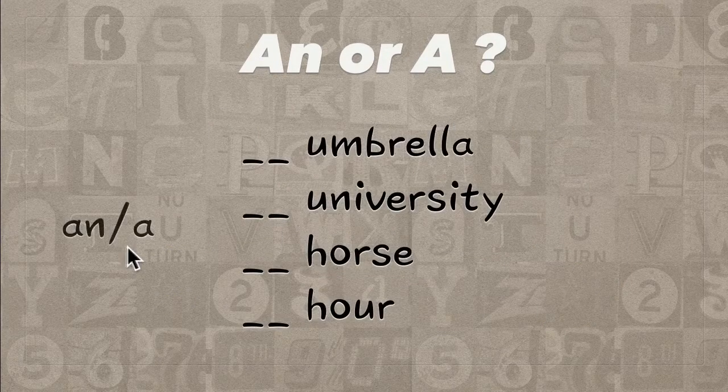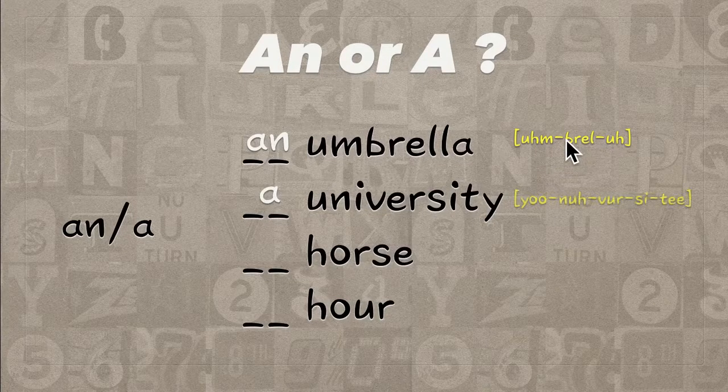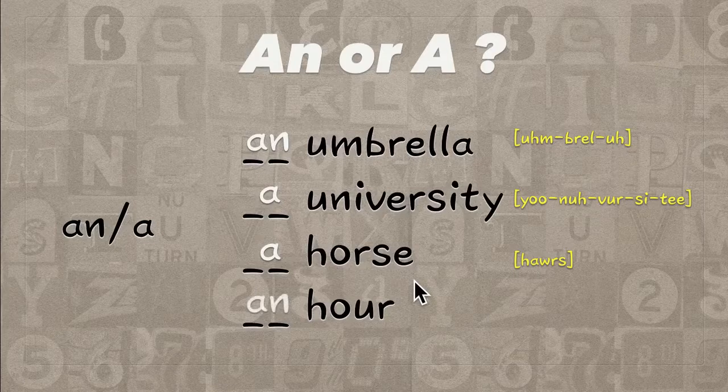Can you put the correct word, an or a, into these blanks? Ready? Go. Umbrella. An umbrella. Sounds like umbrella. University. A university. Sounds like you, like a Y. A horse. Sounds like the H. And an hour. Sounds like a vowel sound, hour.